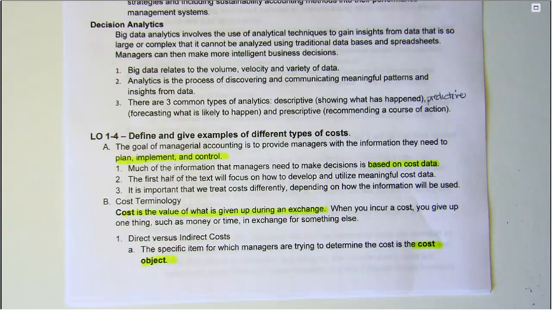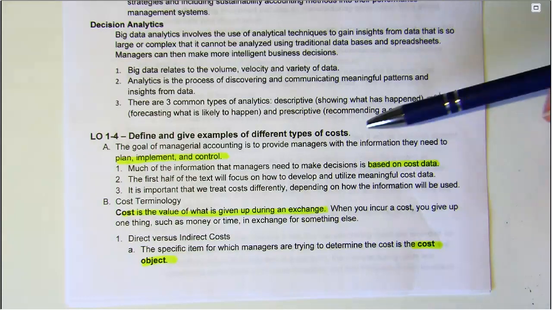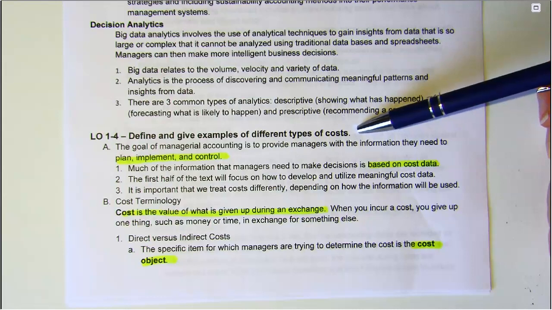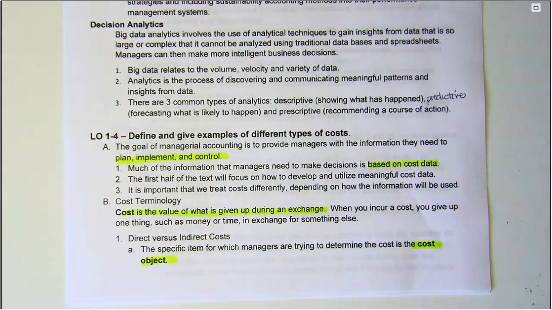And actually, of the chapter, this is the most important section. What we're going to be focusing on is Learning Outcome 1-4, define and give examples of different types of costs. And what I would recommend to help you understand this portion is to make flashcards of the various types of costs and their definitions so that you can quiz yourself, because we'll be using this information for the remainder of the semester. Okay, let's get started.